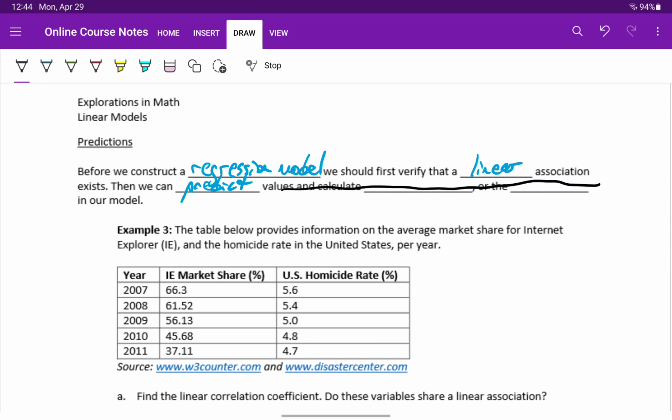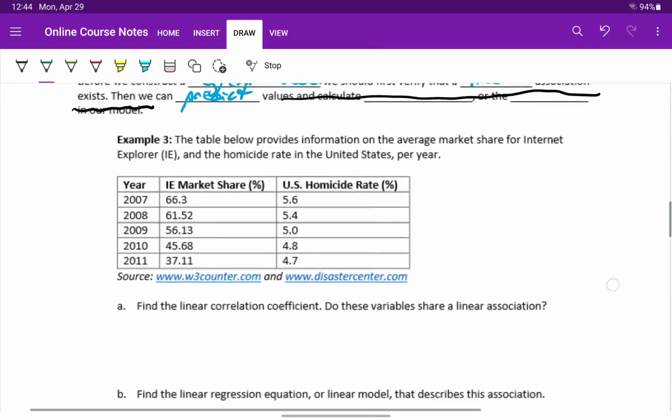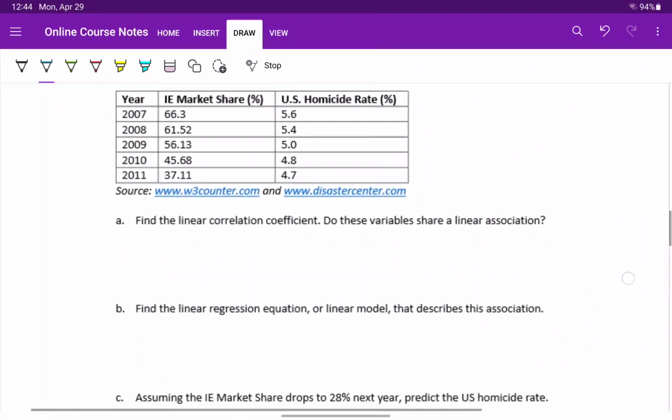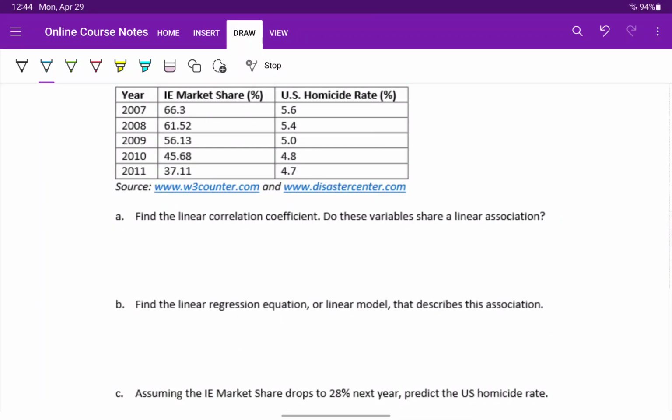And then we'll talk a little bit about how we verify. There are a lot of different methods for verifying if our model is making good predictions, but we'll talk about that briefly. The table below provides information on the average market share for Internet Explorer and the homicide rate in the United States per year. We want to start off by finding the linear correlation coefficient, and then if we have a strong association, find the linear regression equation, and then make a future prediction.